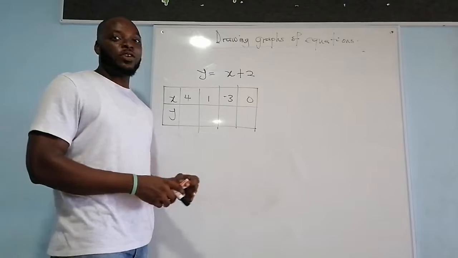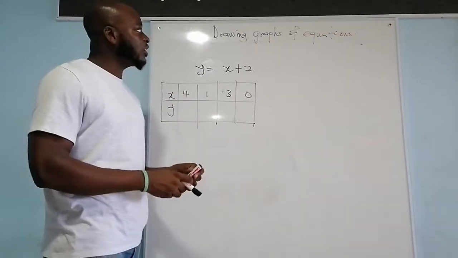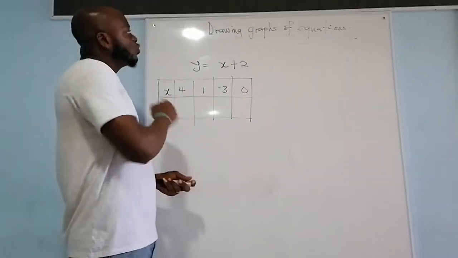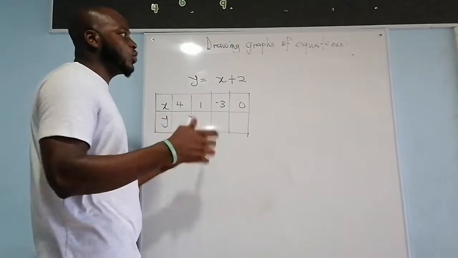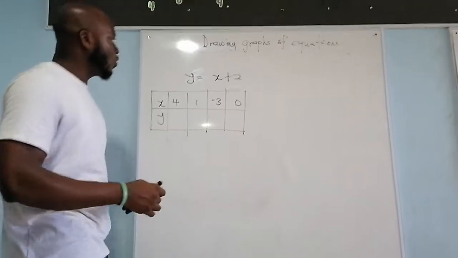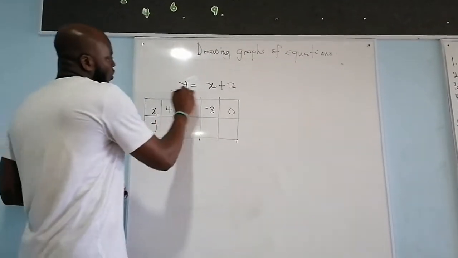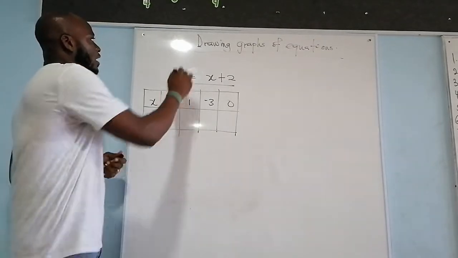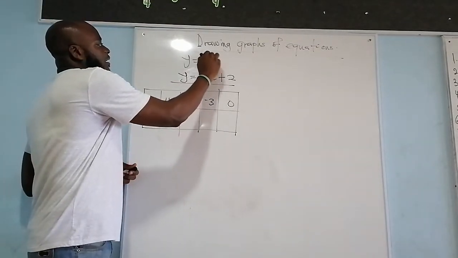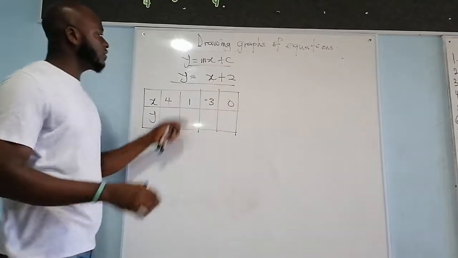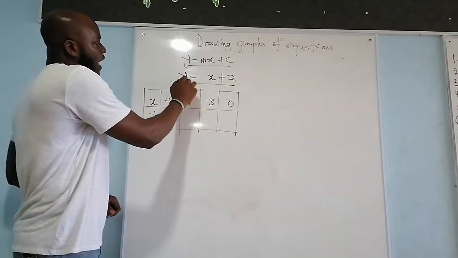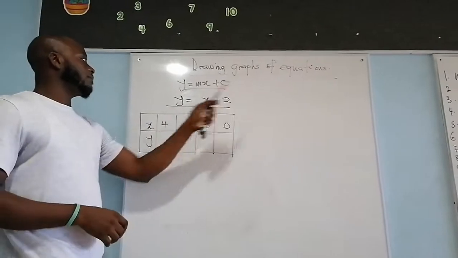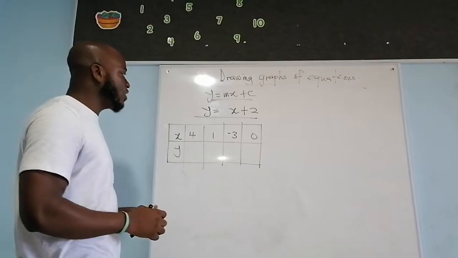Following our lesson on how to find the equation of a straight line, we want to move on and look at how to draw the graphs of equations of a straight line. We already saw the equations in this form. We said the equation of a straight line is given in the form y equals mx plus c. In this case, we have been given the equation y equals x plus 2, and we want to draw the graph of this equation.